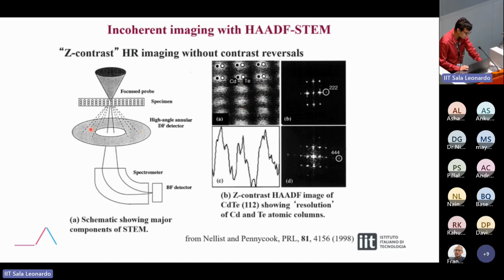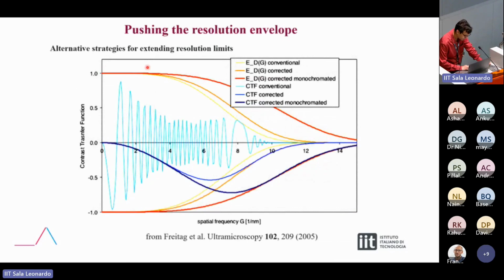So why is it called high angle annular dark field? You have an annular shaped detector which has a large collection angle. It collects electrons scattered through large angles, and you just form a simple image. So you don't have phase information here. It's just an amplitude image, and that's why these images are quite easy to interpret as compared to high resolution TEM images. So this is the envelope function I was talking about.